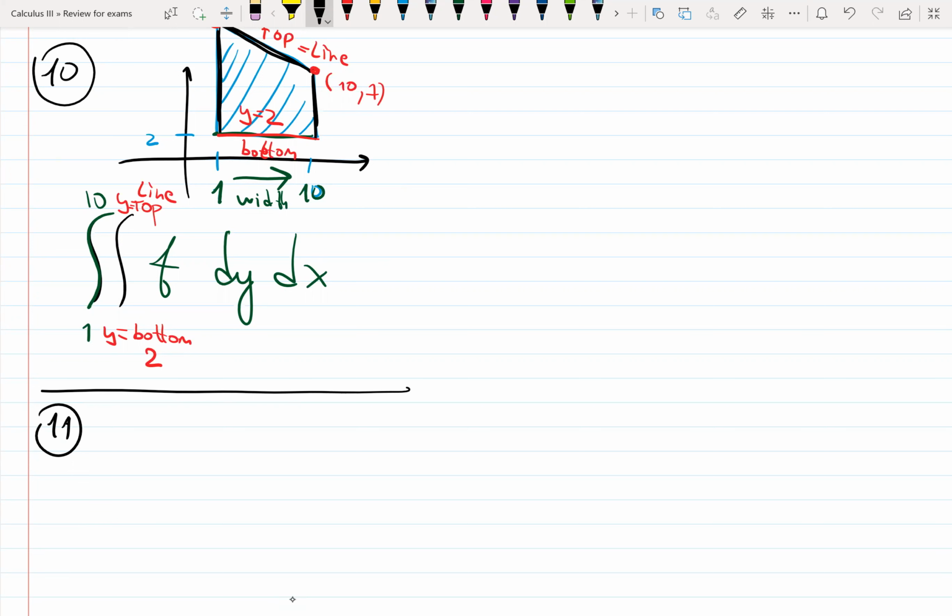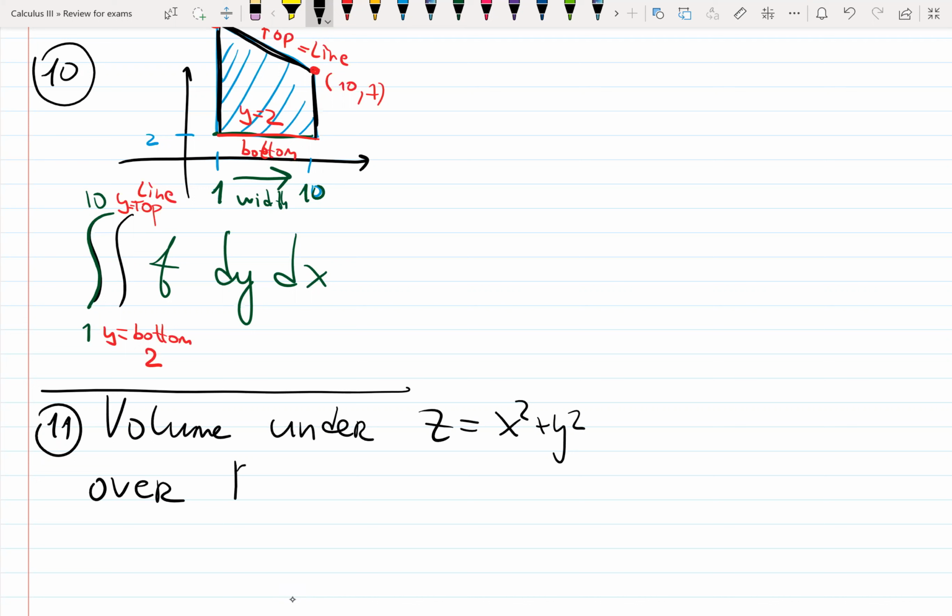Before I move on to those beautiful drawings I have over here, I wanted to mention this volume problem. Find the volume under some function z, x squared plus y squared, over, and then they give you this weird notation, which maybe you've never seen before, but actually we do teach it very early in American high school. It's just kind of unusual to see.